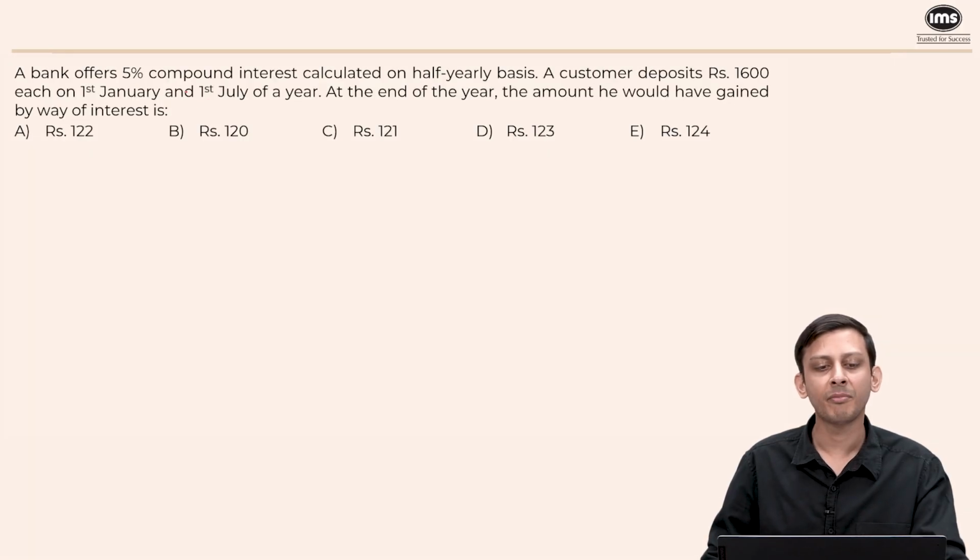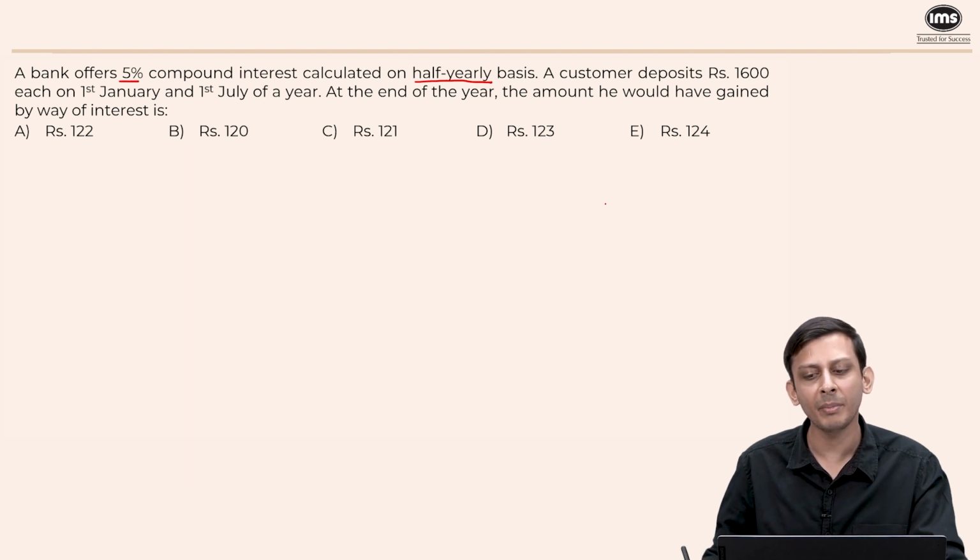A bank offers 5% compound interest calculated on half-yearly basis. A customer deposits 1600 rupees each on 1st January and 1st July of a year. At the end of the year, the amount he would have gained by way of interest is how much? So we have to find the interest. We are doing compounding, and this is on a half-yearly basis. So we know that the rate that is given, 5%, that is for the full year. So when we are doing compounding on a half-yearly basis, the rate for half the year will be half of a full year rate. So if full year is 5%, half year will be 2.5%.